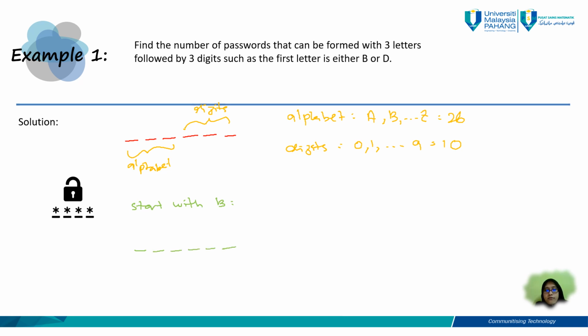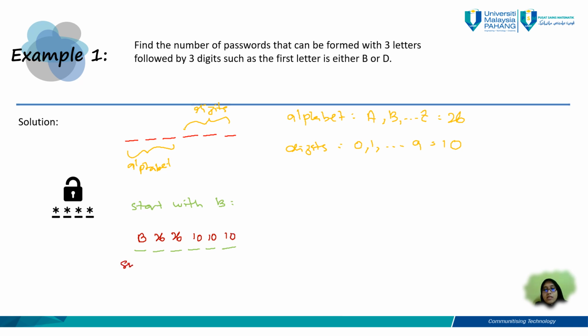For the first place, it is already fixed with B. For the second place, we have 26 possible alphabet. And since it can be repeated, for the third place we also have 26 possible alphabet. The last 3 are for digits and can be repeated. That means for the fourth place we have 10 possible digits, the fifth place also 10, and for the last one we also have 10 digits.